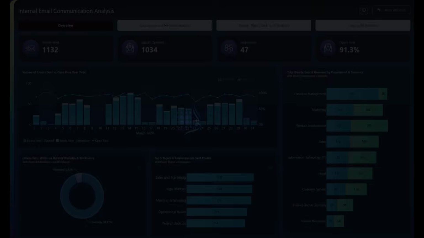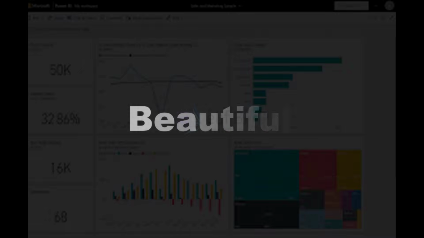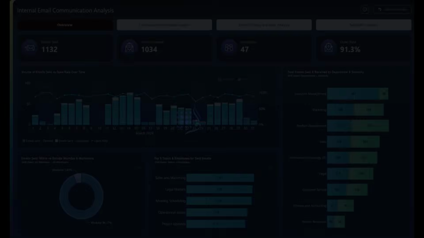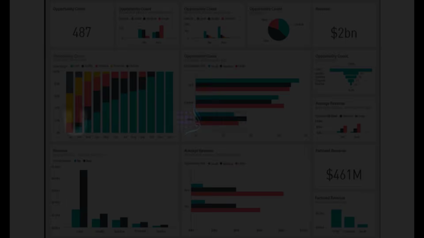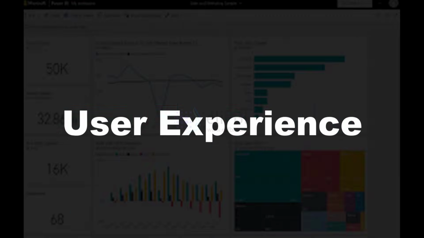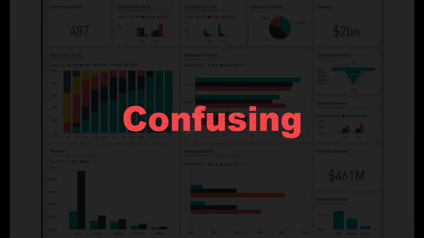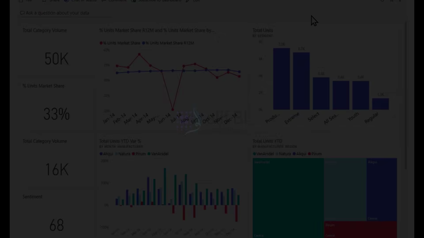Every day we come across several dashboards. Some are really beautiful, but not insightful at all. Some are insightful, but not beautiful. Some are both beautiful and insightful, but the user experience is not very good, and they become confusing.